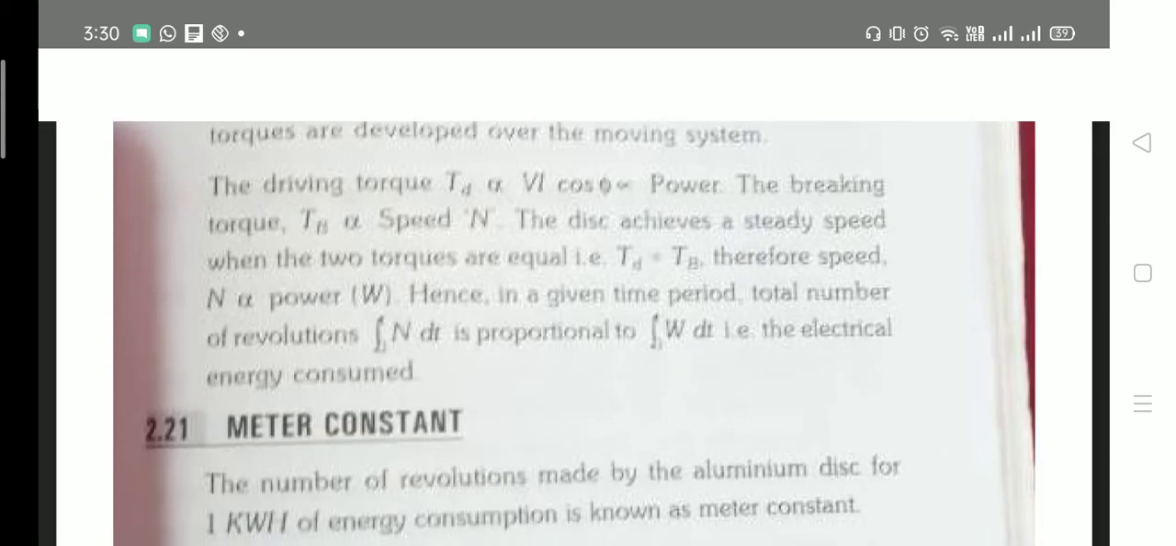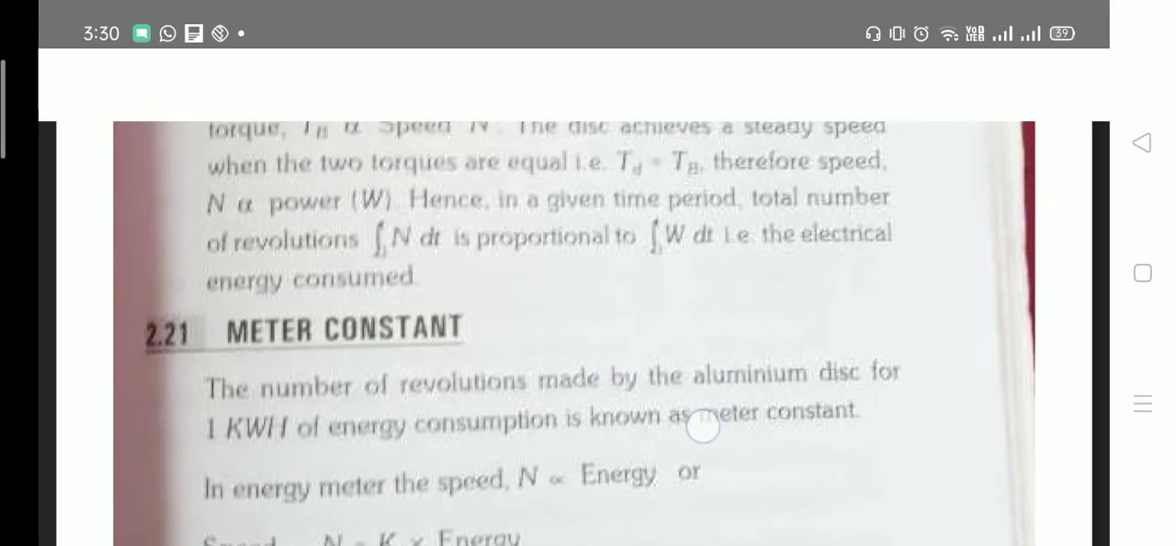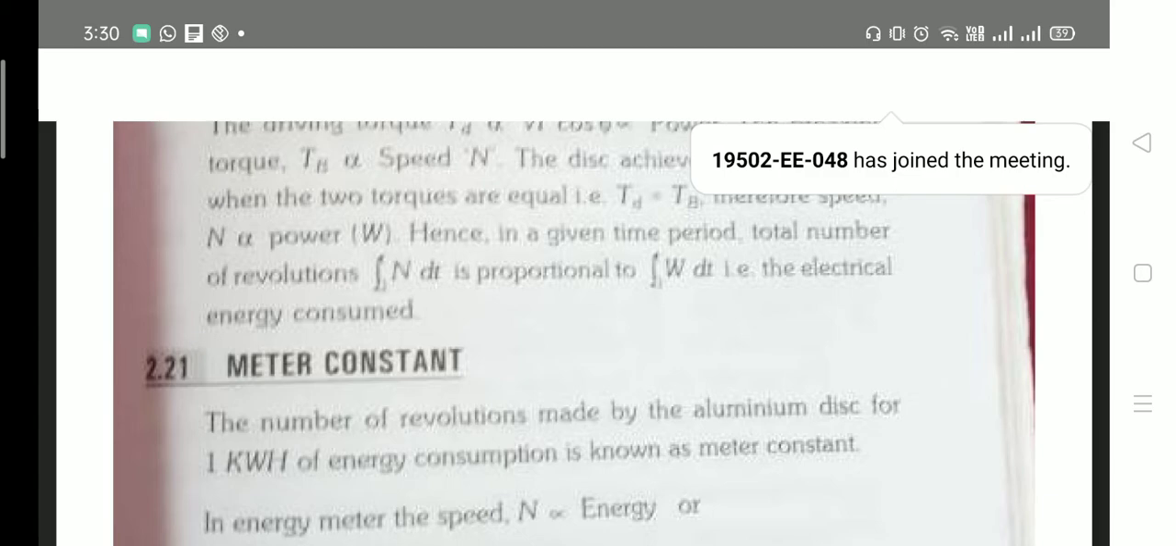You can see here TD is equal to TB, then N is proportional to the power. The total number of revolutions, integration of N dt, is proportional to the integration of power dt. Integration of power is electrical energy. So the energy consumed is recorded in this instrument.